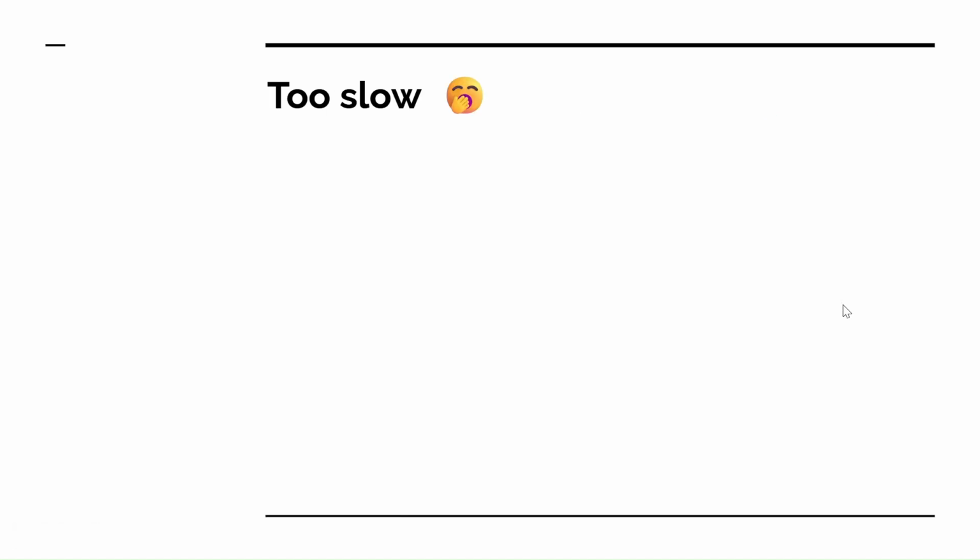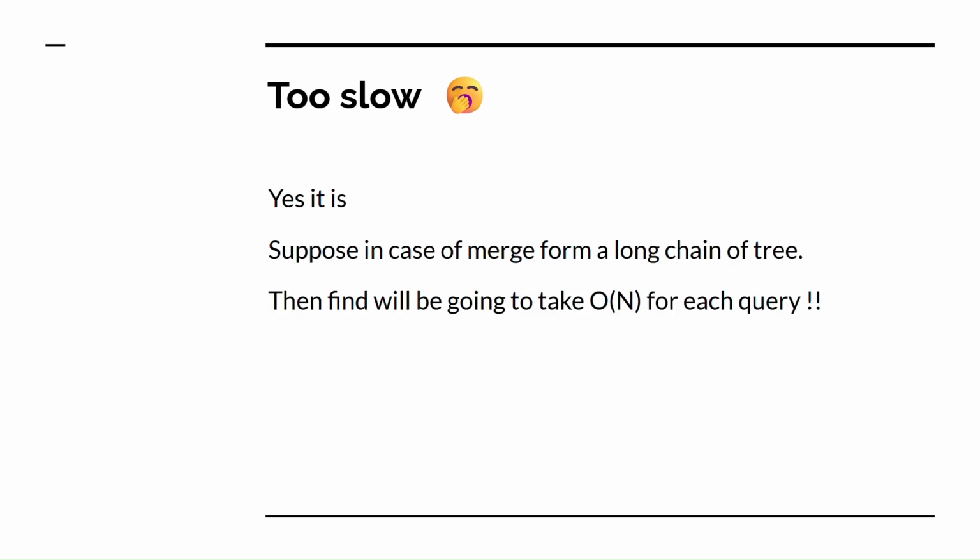So this method is going to be too slow. Why? Let's see. Suppose we are given some nodes 1, 2, 3, 4, and we merged 1 and 2 and just point 1 to 2. Similarly, we merged 2 and 3 and point 2 to 3, and similarly we merged 3 and 4 and point 3 to 4. Then this is going to form a long chain.